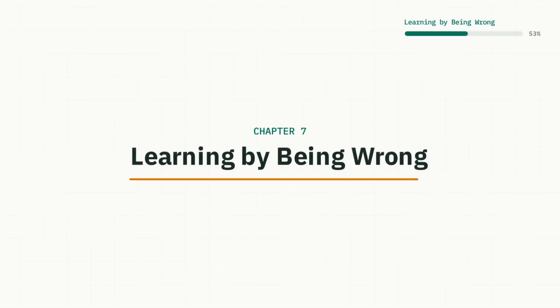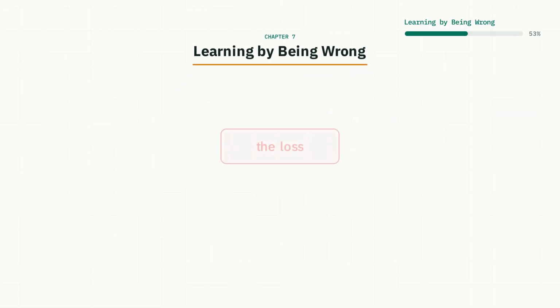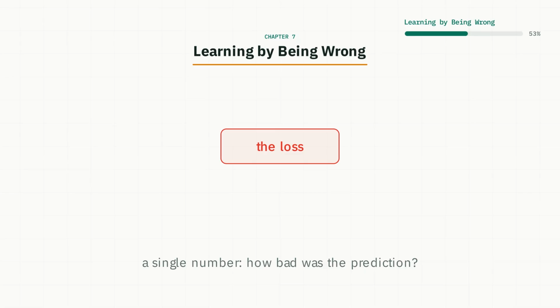Chapter 7, Learning by Being Wrong. Here's the beating heart of training. The model has produced a probability distribution over the next token. We know the true answer. Now we need a single number that captures how bad the model's prediction was, a score of wrongness. That number is called the loss.